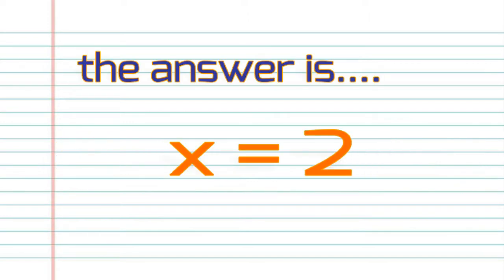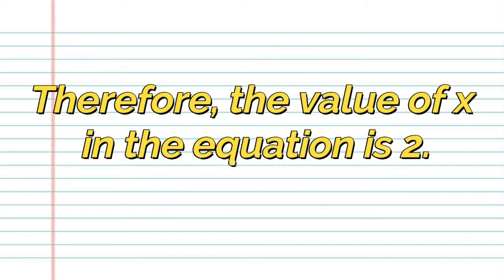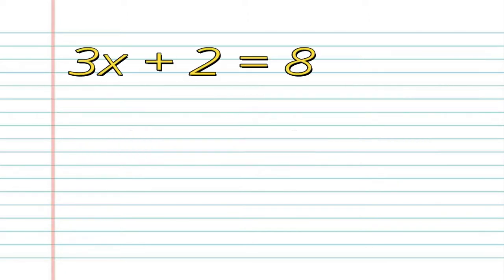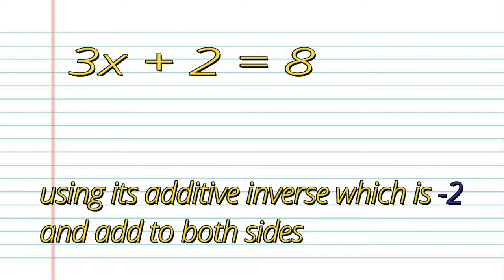The result will be x is equal to 2. Therefore, the value of x in the equation is 2. Something to both sides in a way that 2 will be 0 on one side. And that is by using its additive inverse, which is negative 2, and add to both sides.